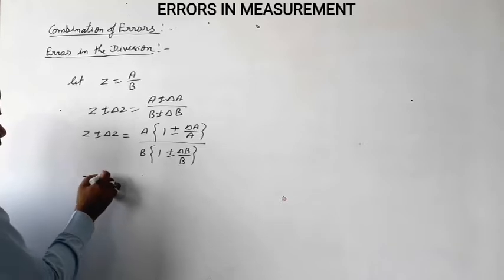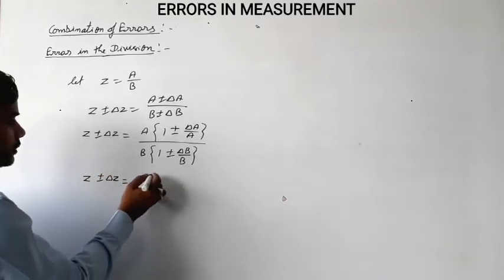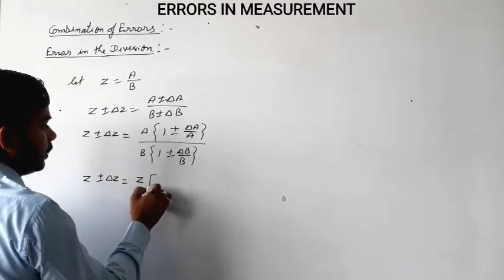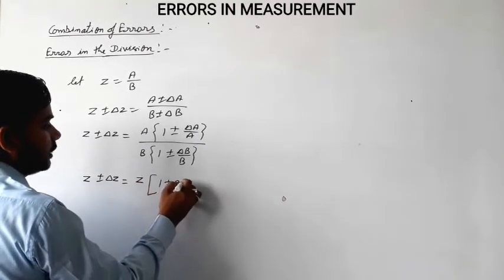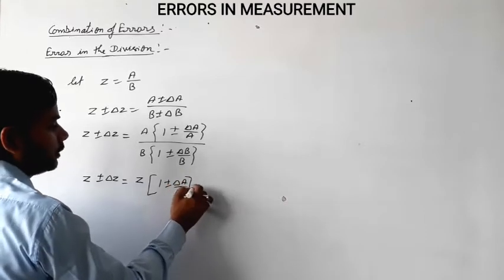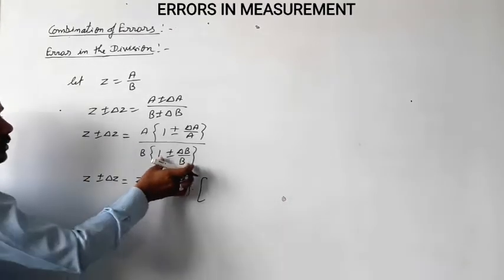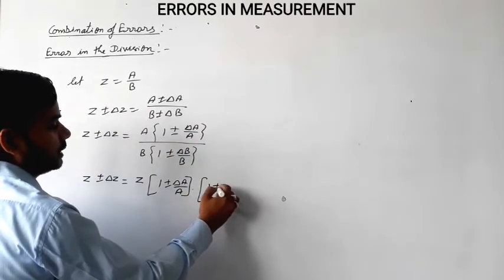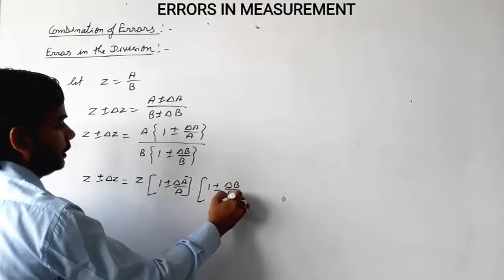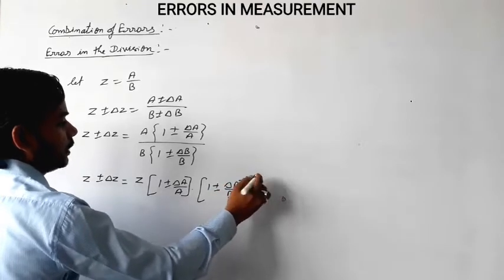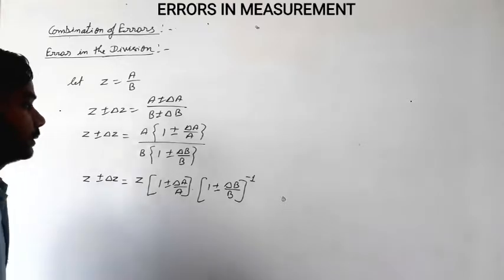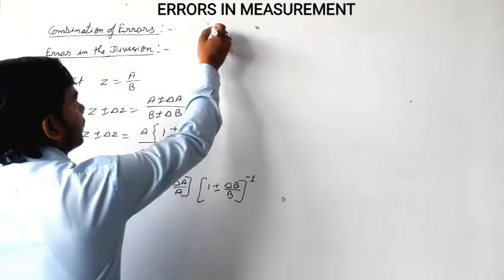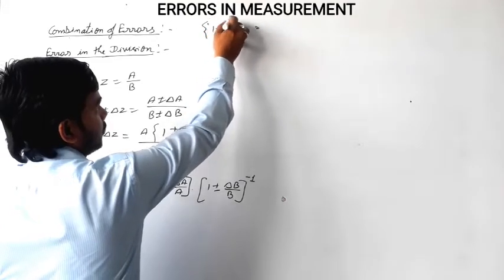So this is Z plus minus delta Z equals Z into 1 plus minus delta A upon A into, and this term will be in the numerator, so this is 1 plus minus delta B upon B to the power minus 1. Okay. Now we will apply the binomial expansion. The binomial expansion equation is 1 plus x to the power n.